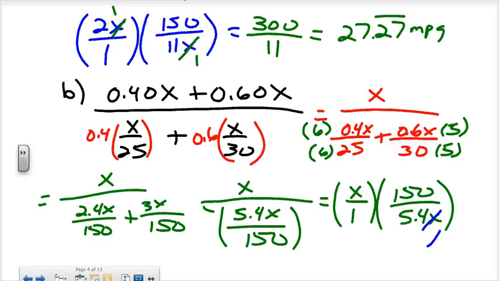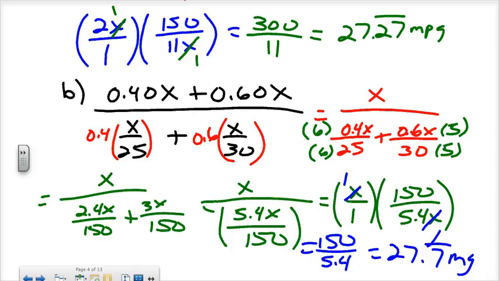The x's cancel out, which is exactly what we wanted, and we will have 150 divided by 5.4, and that comes out to 27.7 repeating miles per gallon.